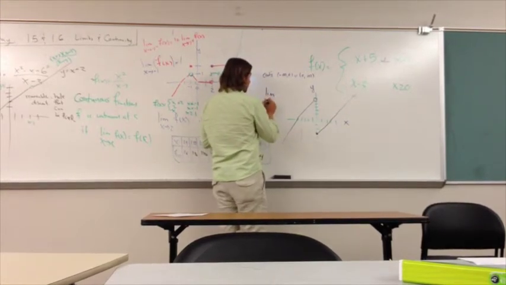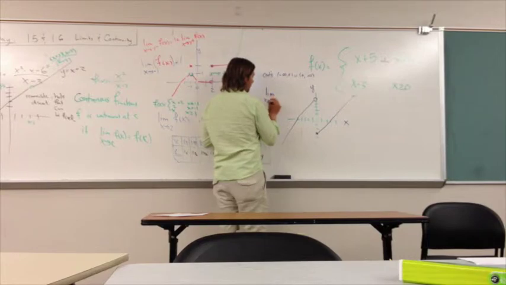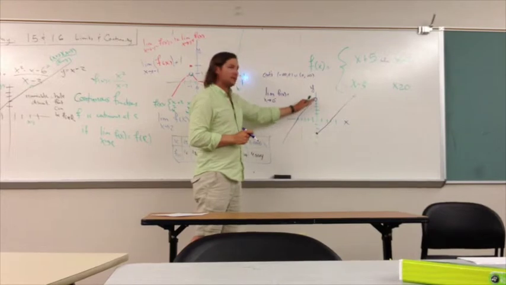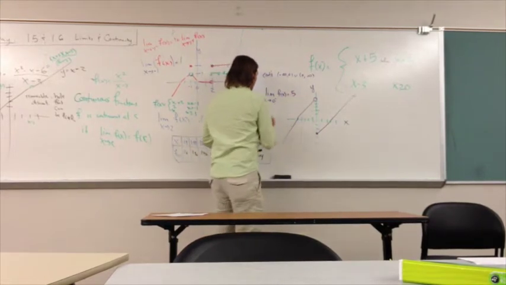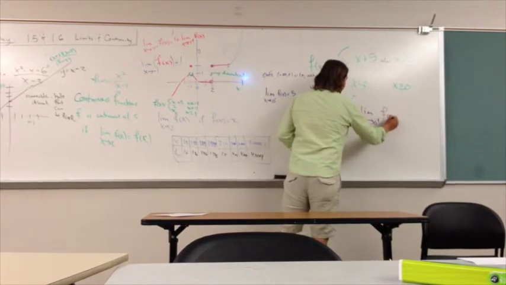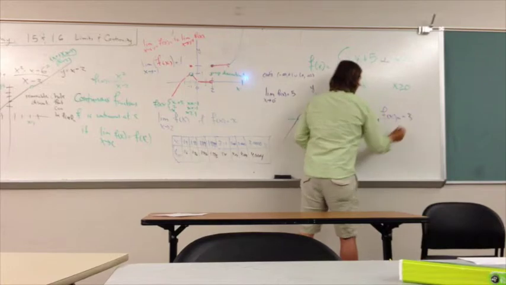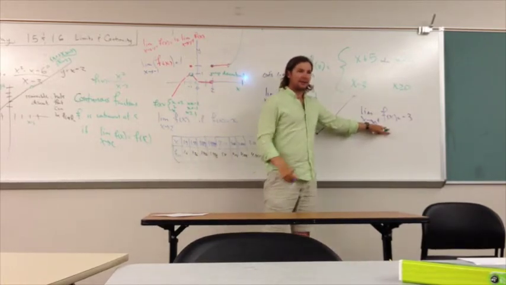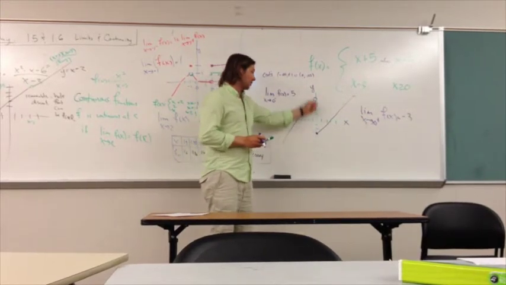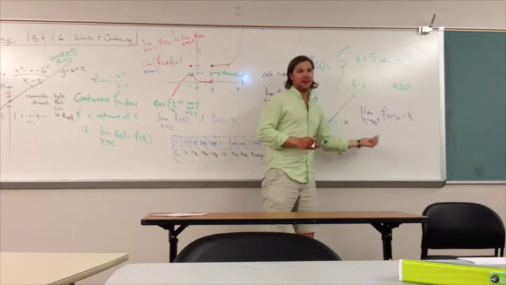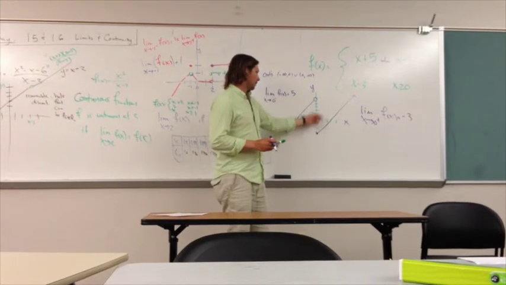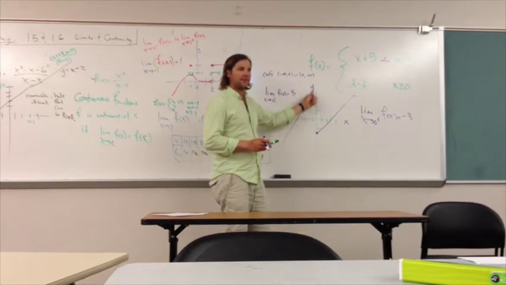Okay. What's the limit as x goes to 0 from the left of f of x? 5. What's the limit as x goes to 0 from the right of f of x? Negative 3. Does this equal that? No. So it doesn't have a limit at x equals 0 because the left-hand limit doesn't equal the right-hand limit. And so it can't be continuous. Okay? In this case, you'd say there's a jump discontinuity.